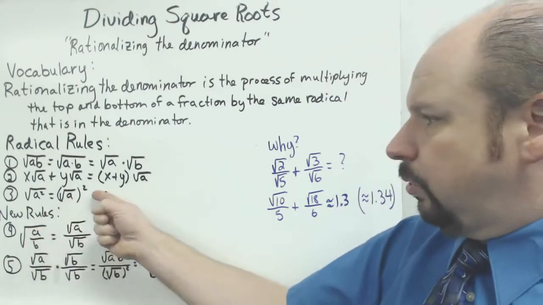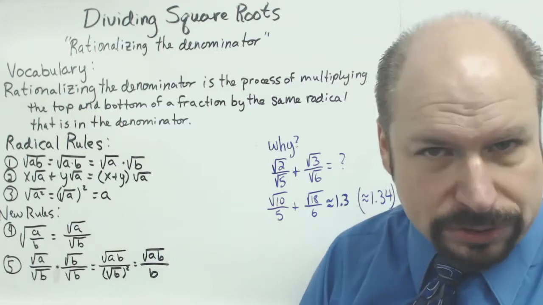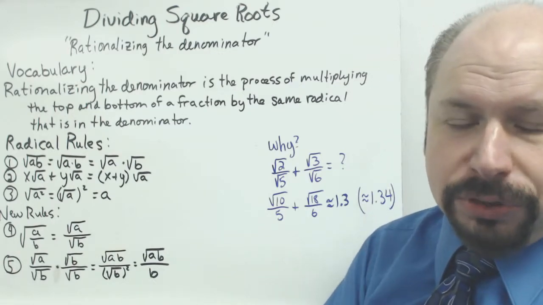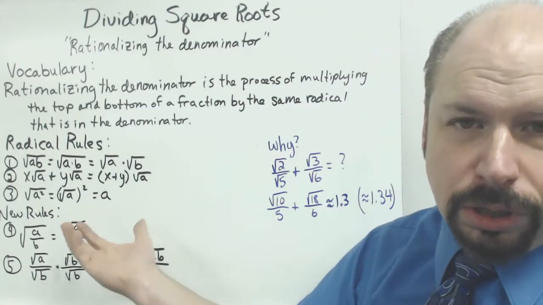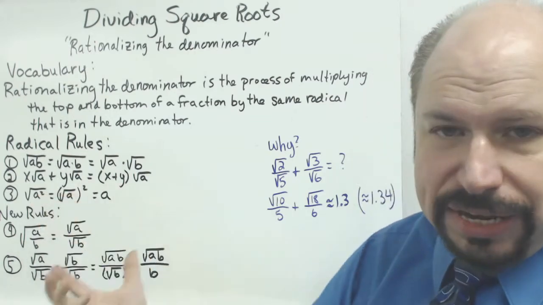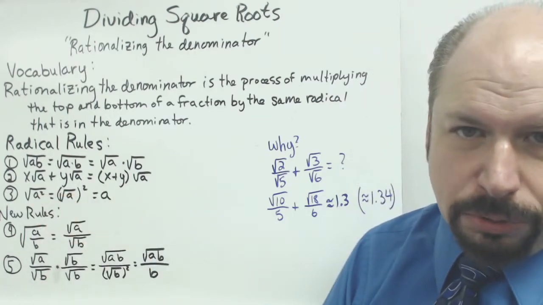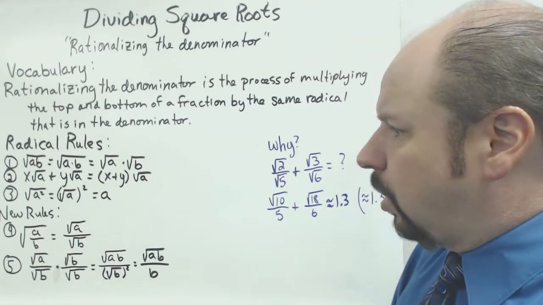Our third rule is the square root of a squared, the square root of a quantity squared, is equal to just a. If we think about what the square root is, we're thinking about what number times itself is equal to what's underneath the radical. So if it's a times a, when we take the square root of it, we just get a. They kind of cancel each other out, basically.